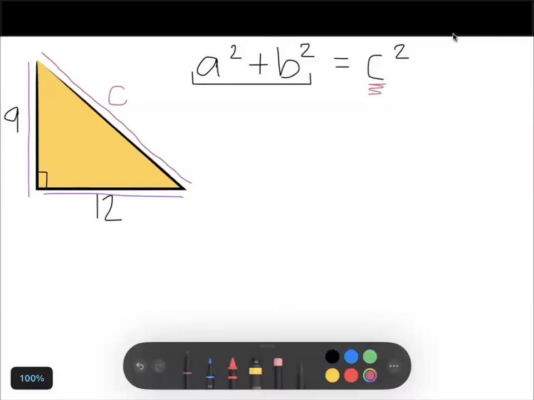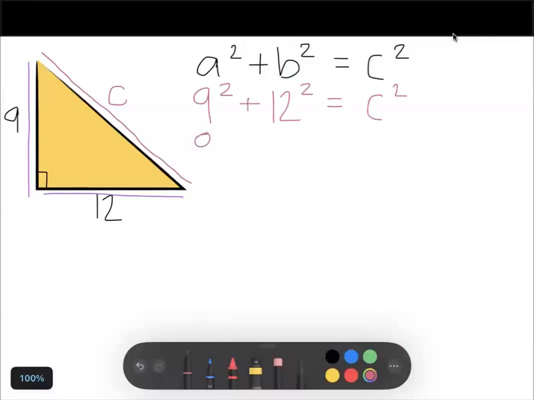Okay, so now that we've identified our parts, let me erase some of this. There we go. Let's plug the numbers that we have into our formula. So a squared. Now a could either be 9 or 12. It doesn't really matter which one you label as a or which one you label as b. So I'm just going to call 9 a. So this is 9 squared plus b, in this case, 12 squared equals c squared. Remember c represents the hypotenuse, which is the longest part of the triangle.